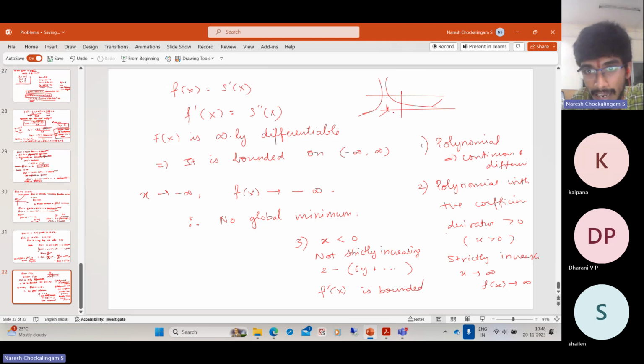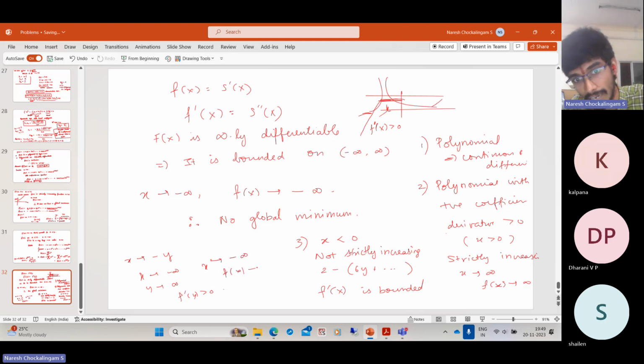So anywhere here, the function takes a bounded value. From that bounded value can be positive, but from that bounded value, f dash of x is always greater than 0. So as x tends to minus infinity, if you make the substitution x is equal to minus y, then x tends to minus infinity implies y tends to infinity, and there f dash of y is always greater than 0. Therefore, as x tends to minus infinity, f of x tends to minus infinity as well.